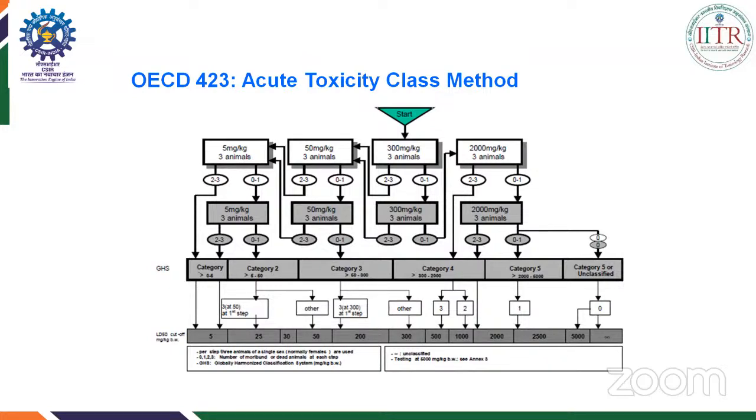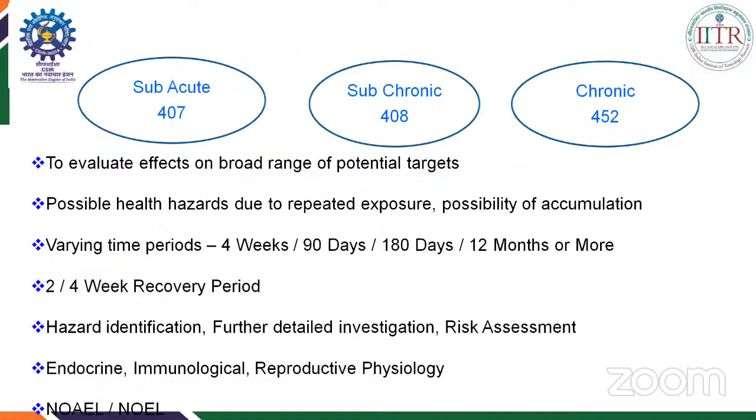Next are the set of subacute and subchronic studies. So there is a lot of similarity between all these, except of course the duration. And as the duration of the study increases, the other parameters that you study also will increase. So OECD 407 is for a 4-week study.